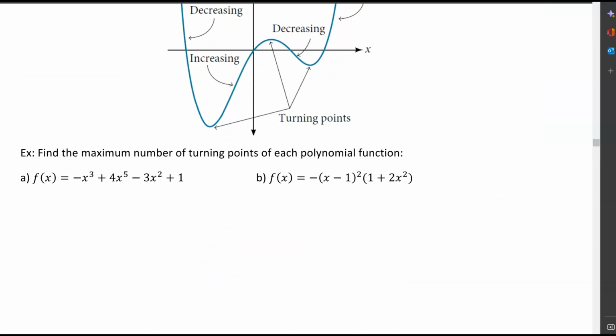Find the maximum number of turning points for each polynomial function. So here notice that we want to take a look at the highest degree. So what is going to be our n? Normally we write our polynomial in ascending or descending order, but in this particular case, notice that the highest power is hidden right there. So that is going to be 5th degree. And since n is 5, n minus 1 would be 5 minus 1, which gives us 4. So it's going to have a maximum of 4 turning points.